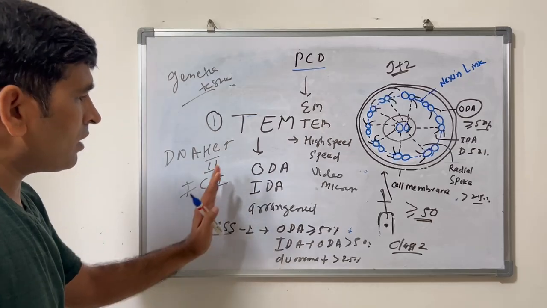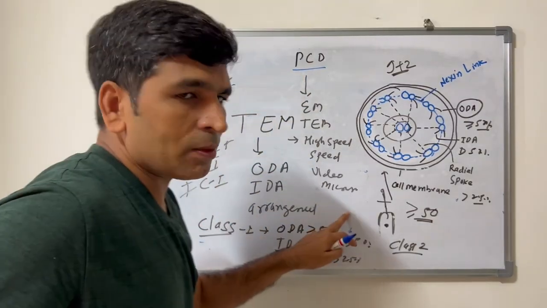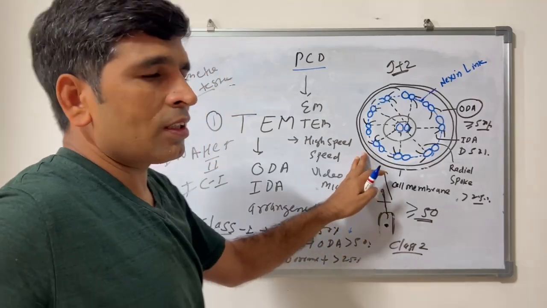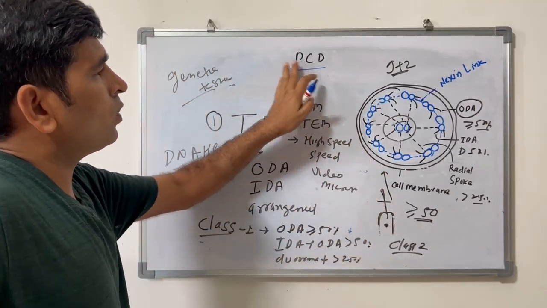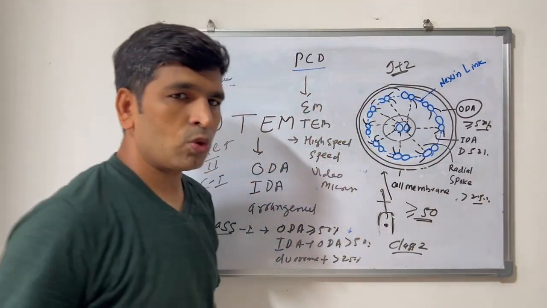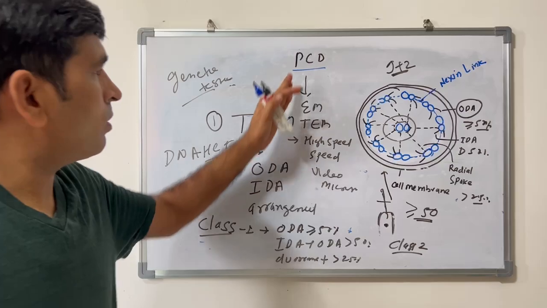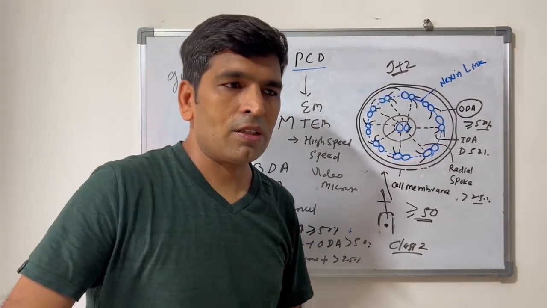If this primary ciliary dyskinesia is associated with situs inversus, meaning the lung is on the opposite side, then you can call this syndrome Kartagener syndrome. So this is all about primary ciliary dyskinesia. Thank you so much.